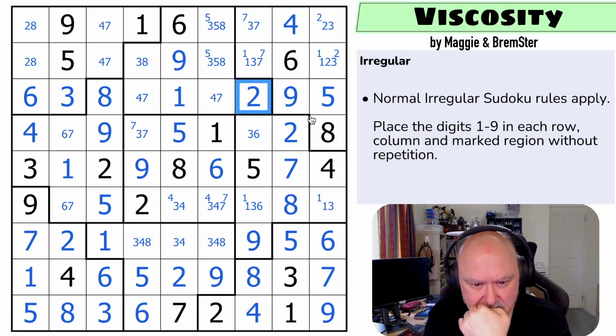Okay. I need some sort of irregular logic. But nothing seems to be leaning into the irregular locations. Huh. This is a scanning fail, it feels.